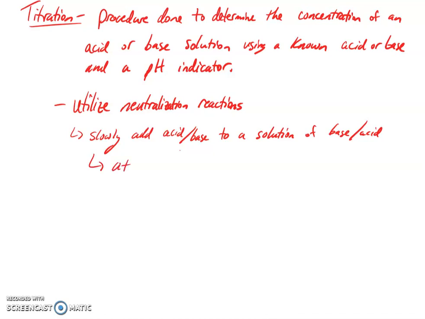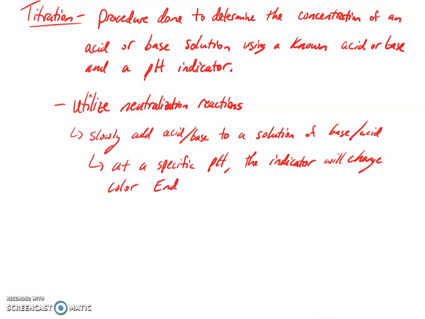And at a specific pH, the pH indicator, which would be in your solution that's having the acid or base slowly added to it, will change color. This is called the end point of a titration, when the color change happens. When does this color change happen?